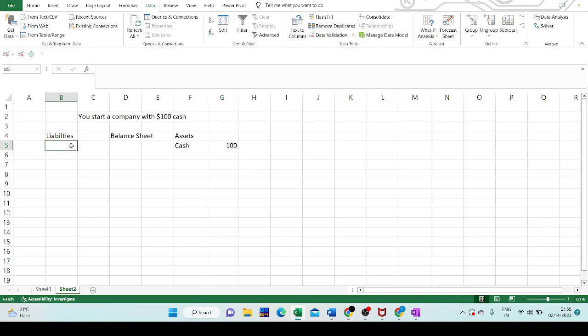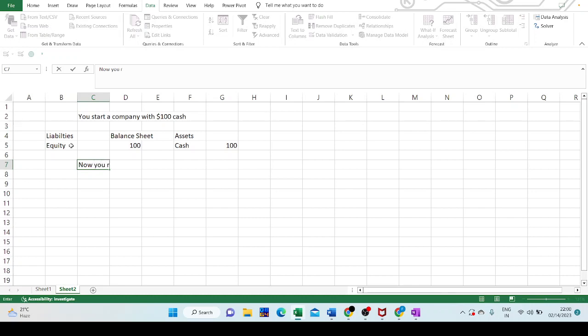And by contributing this $100 in cash, you become owner of 100% of the equity of the company. So you will record an equity of $100. So I'll repeat this again. You started a company with $100 cash. So on the asset side, you report a cash balance of $100. And by contributing this $100 cash, you become owner of 100% of the equity of the company. So we report an equity of $100 on the liability side. Guys, are we good? Have we understood this? All of us?